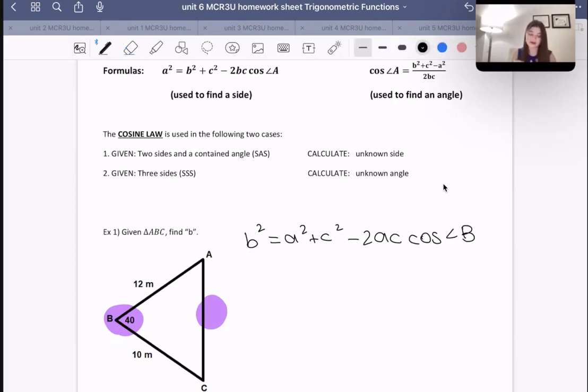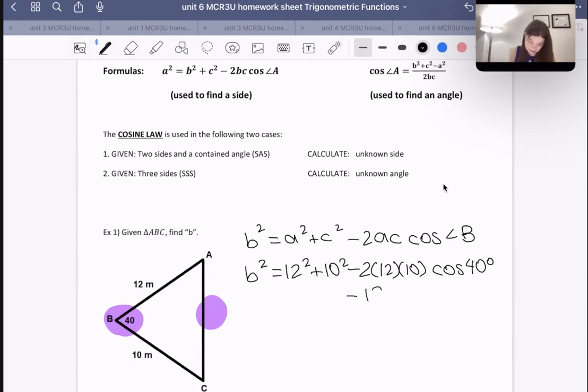So you are able to switch around the variables so long as you are consistent with it. Okay, so b squared, we don't know what that is, equals 12 squared plus 10 squared minus 2 times 10 times 12 cosine 40. Now I'm going to punch that into my calculator. What's cosine of 40 times 2 times 10 times 12? It is equal to minus 183.85 approximately, 144 plus 100.